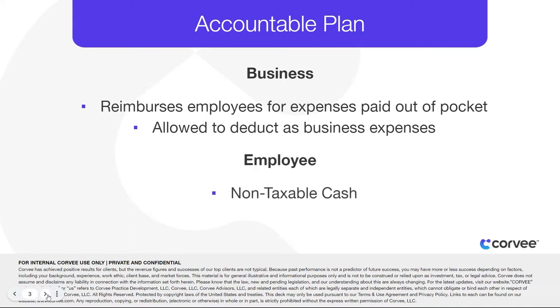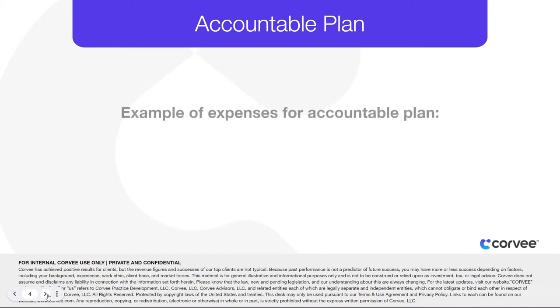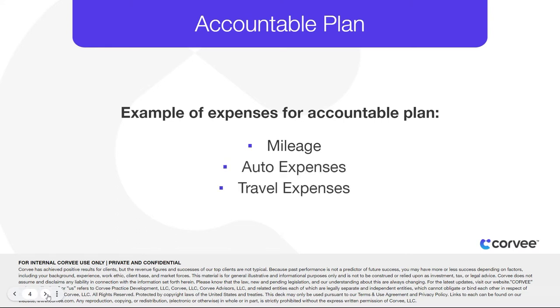Accountable plans are a flexible tool that incentivize employees to pursue business goals and facilitate employee owners' deductions of expenses incurred in running their business. If you do not have an accountable plan, payments made to the employees or yourself could be considered additional wages by the IRS. Common examples of expenses that can be reimbursed through an accountable plan include mileage, auto expenses, other travel expenses, and business meals.